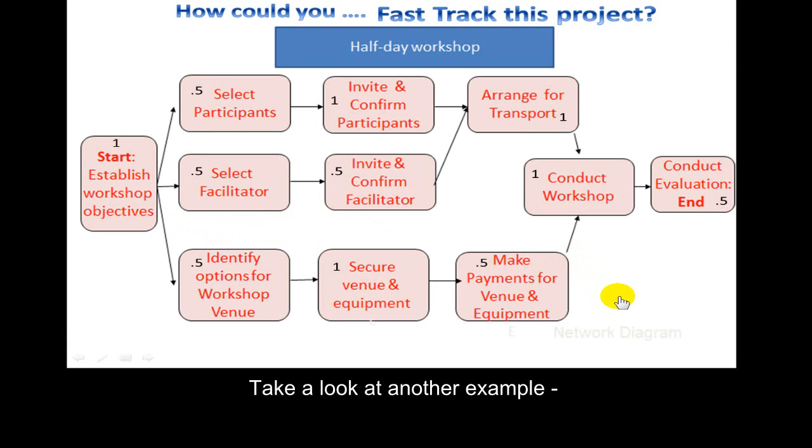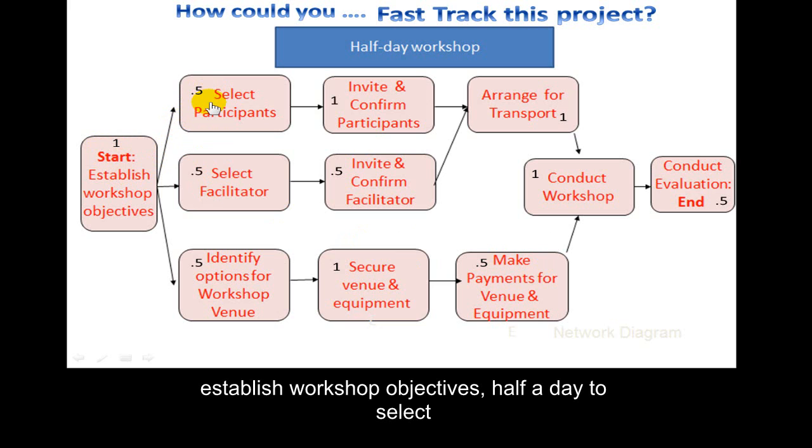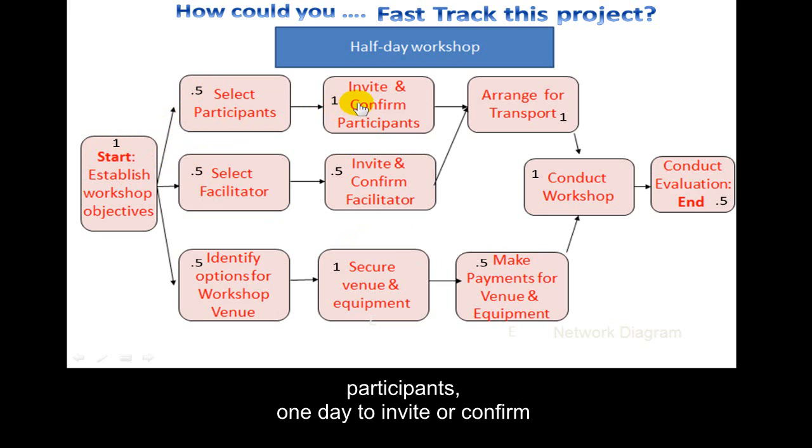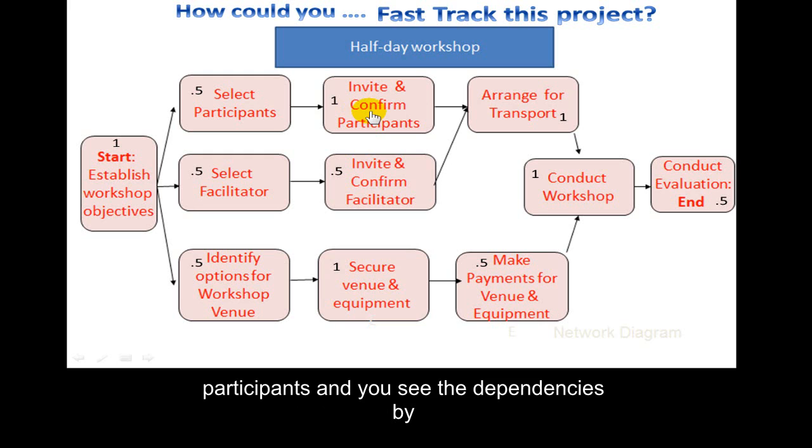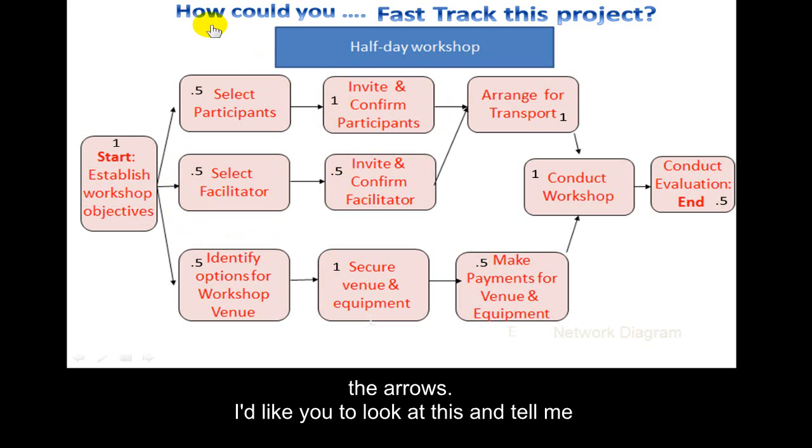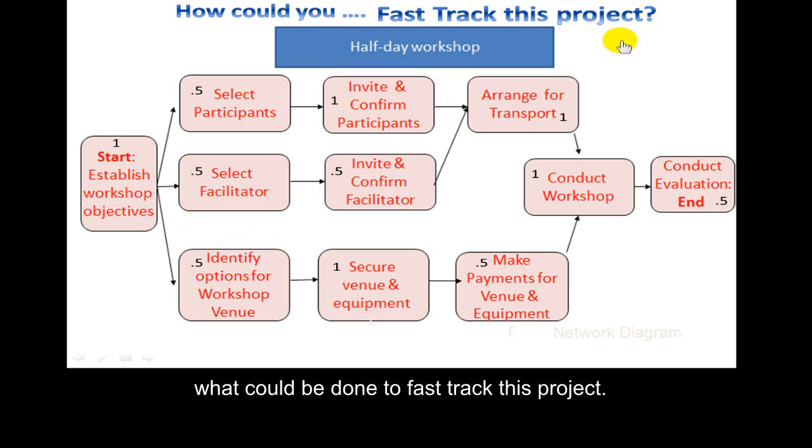Now take a look at another example, the one that we've been using about the half-day workshop, and notice that I've put in units. Let's assume that those are days, so you have 1 day allocated to establish workshop objectives, half a day to select participants, 1 day to invite or confirm participants, and you see the dependencies by the arrows. I'd like you to look at this and tell me what could be done to fast track this project.